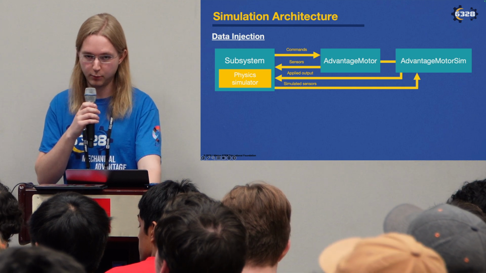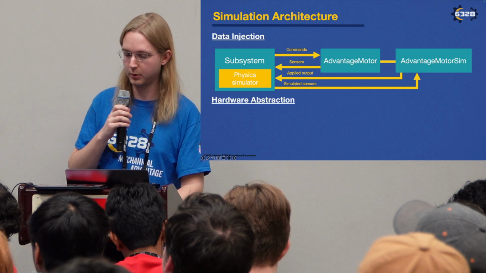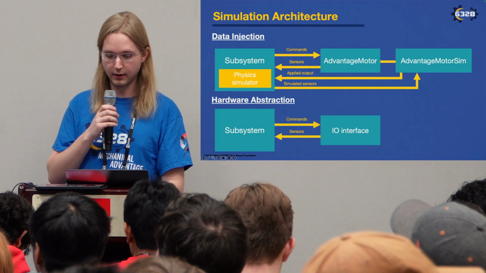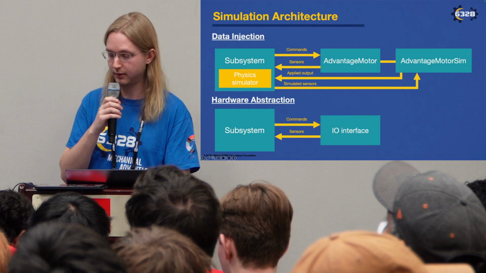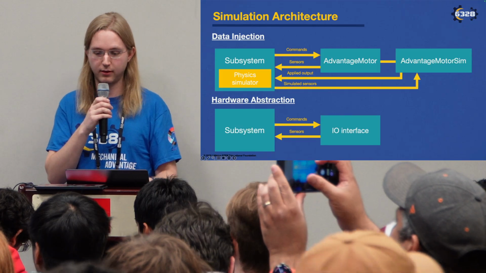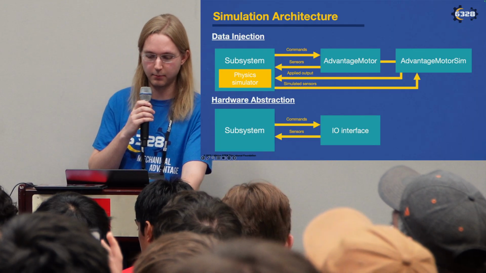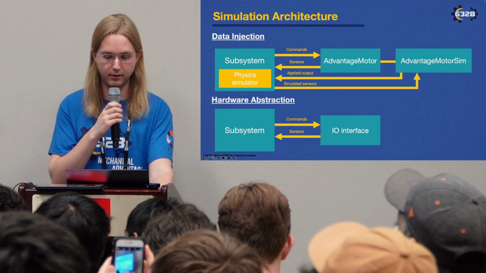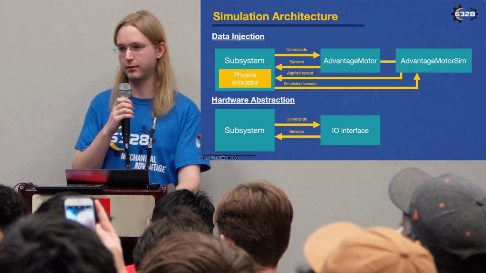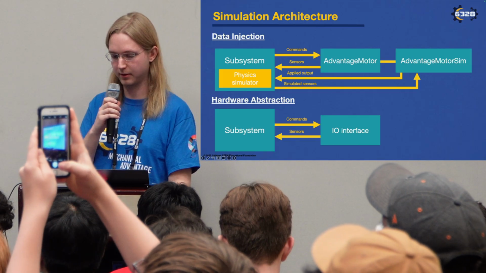One alternative, which is what we're going to focus on, is called hardware abstraction. And with hardware abstraction, subsystems look something like this. In addition to the core subsystem, you also define what we call an I/O interface. That contains methods for all of the inputs and outputs of your subsystem. So think methods like set voltage, get position.